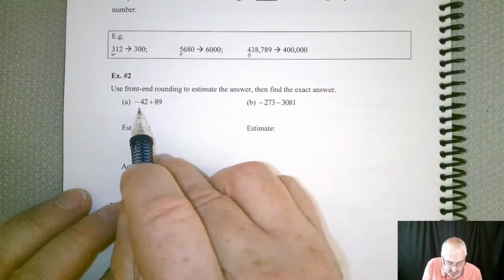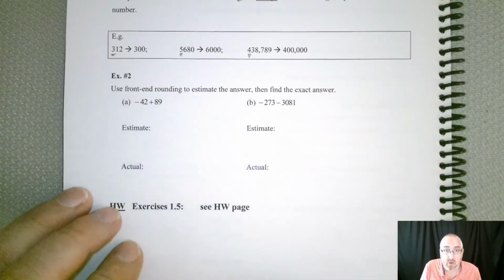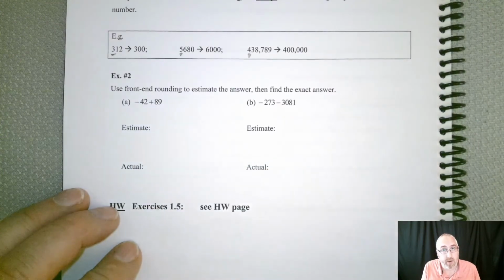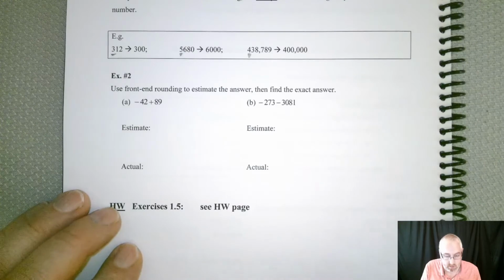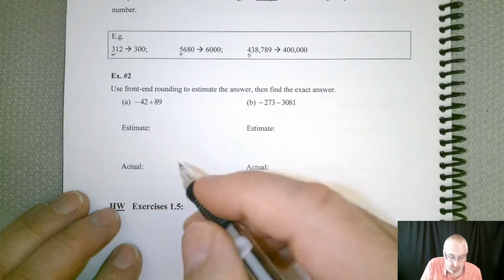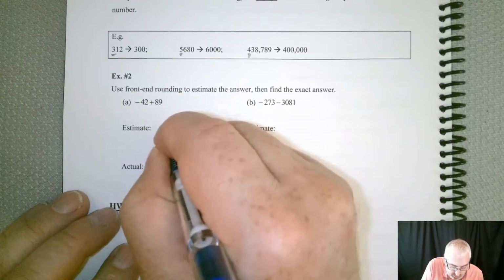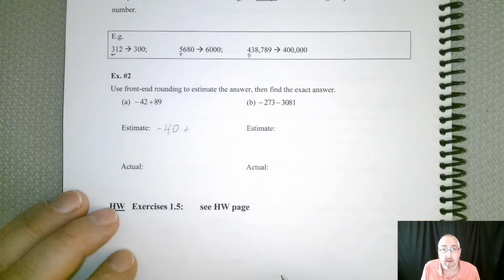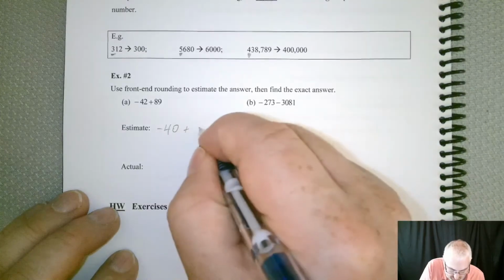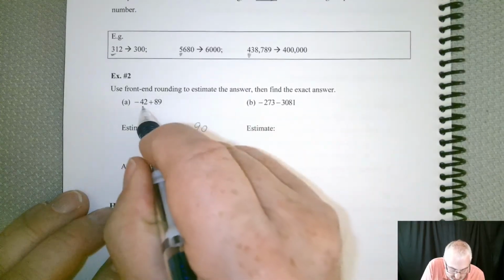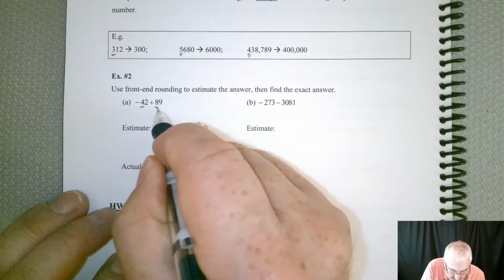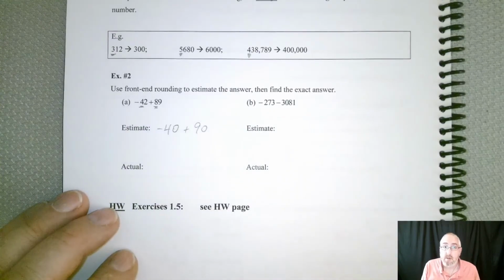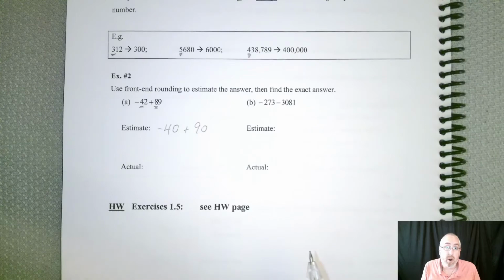Okay, so we got negative 42 plus 89. If we first did front end rounding, what would those change to? The negative 42 should be negative 40, and 89 should round up to 90. So again, we're looking at the 4, and we're looking at the 8. So that's our rounded, or our estimate.